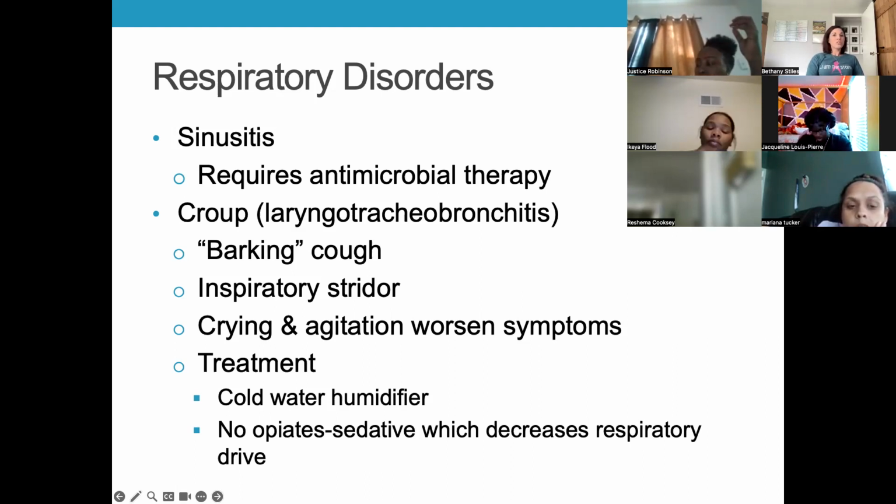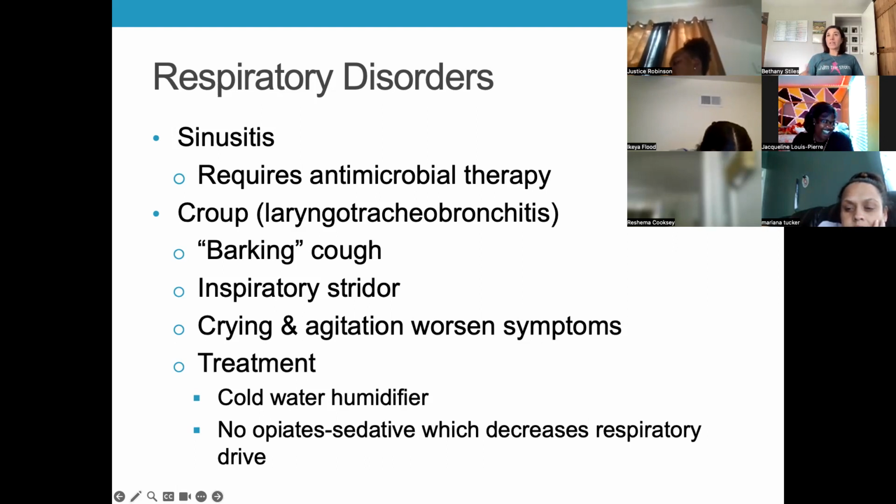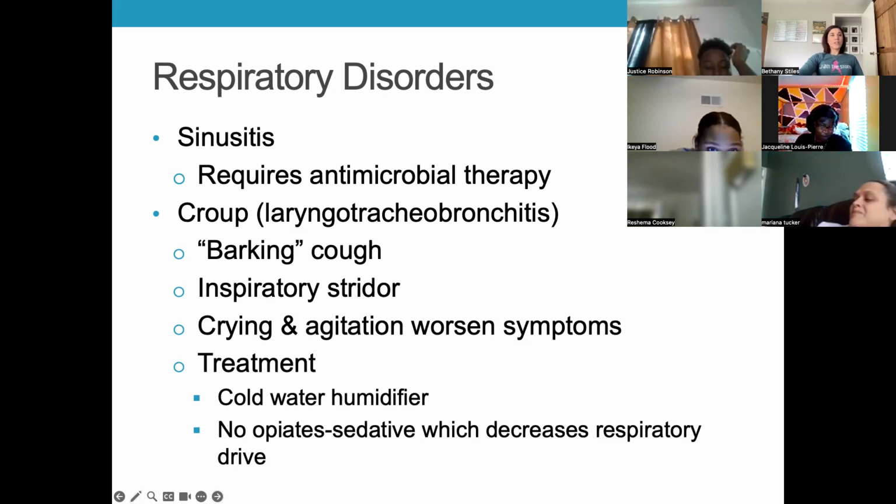So we treat this by providing humidity. So at home, you can put them in the bathroom and just run the shower and let the steam from the shower create that humidity at home. Otherwise, in the hospital, we can use a humidifier to help relax the airways.